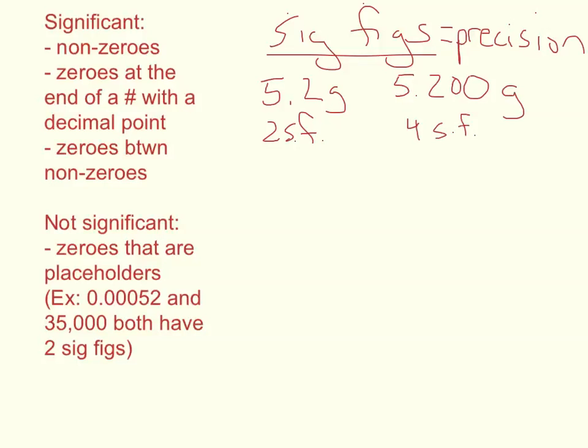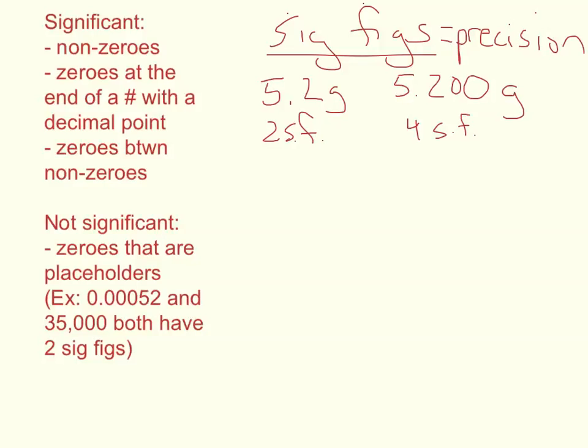And I know this is sort of counterintuitive because it almost seems like the zeros at the end don't need to be there. But in reality, they do make that measurement more precise. We know for certain that those 2 digits are zeros. And so that's a more reliable, more precise measurement than simply 5.2 grams. So, again, zeros at the end of a number with a decimal point are significant. So if we had 5.200000000, all those zeros at the end would be significant.